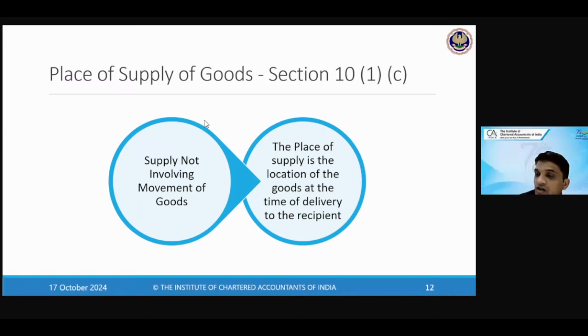So goods are already there with you. You are now paying me the value of the asset. So their movement is not required because the goods are already with you. करेक्ट. जब गुड्स आपके पास ऑलरेडी है तब मूवमेंट की जरूरत नहीं है. तो फिर प्लेस ऑफ सप्लाई क्या हो जाएगा? प्लेस ऑफ सप्लाई होगा द लोकेशन ऑफ द गुड्स एट द टाइम ऑफ डिलीवरी. मतलब जहाँ गुड्स आपके पास ऑलरेडी है, तो फिर दैट इटसेल्फ विल बिकम द प्लेस ऑफ सप्लाई.